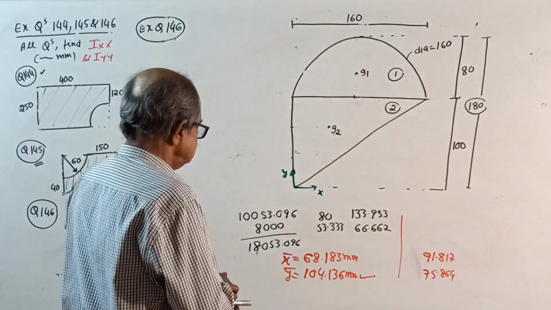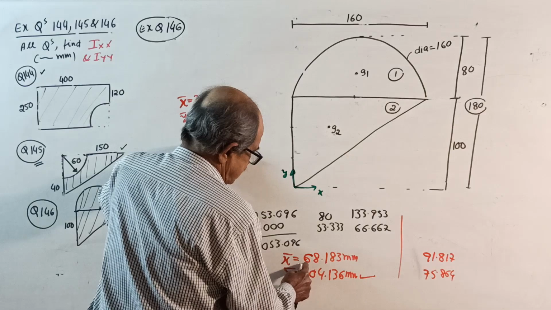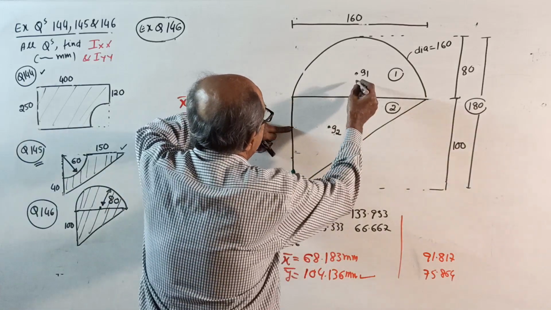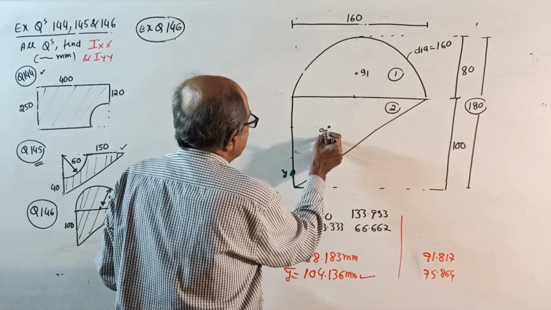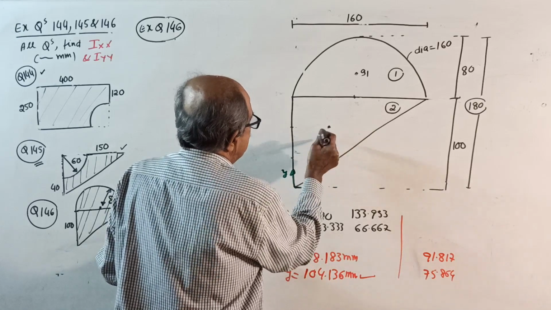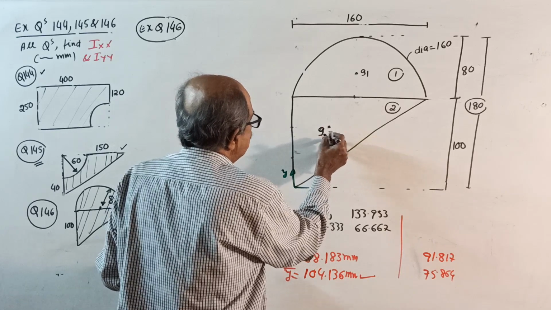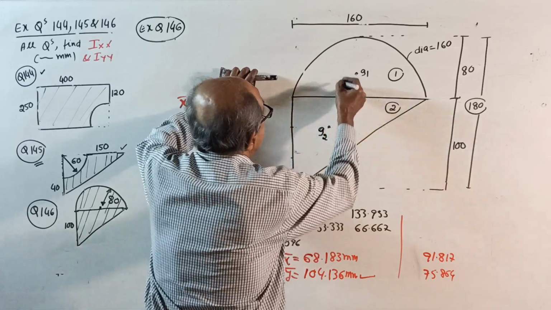Okay, now start. X bar is 68.183. This is how much? 53 point something, 80. Hey, G2, come this side. You are disturbing me. Okay, I request you to come this side. Okay, 68, this is 53.